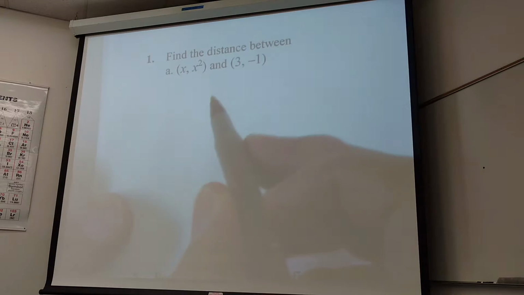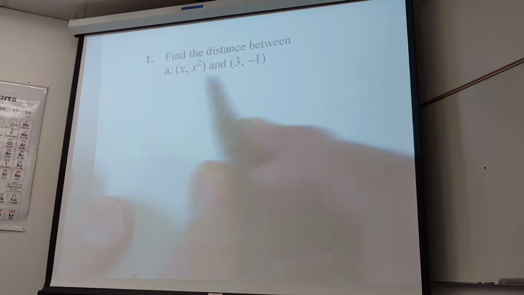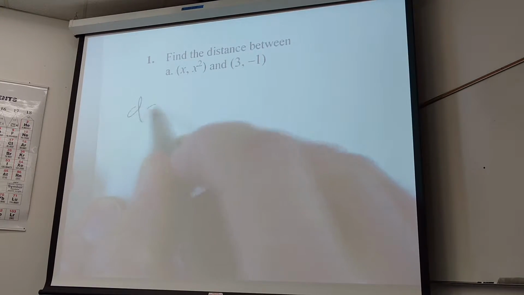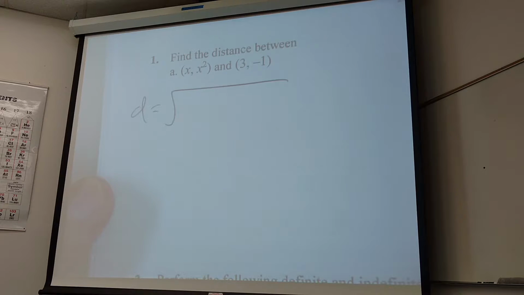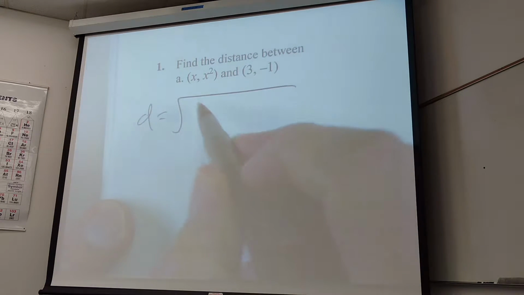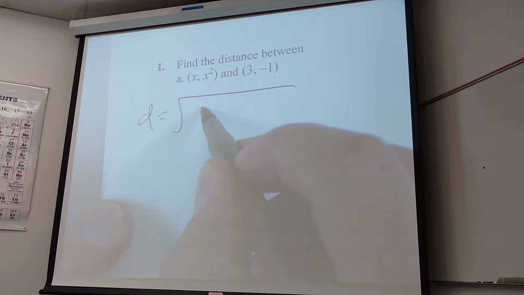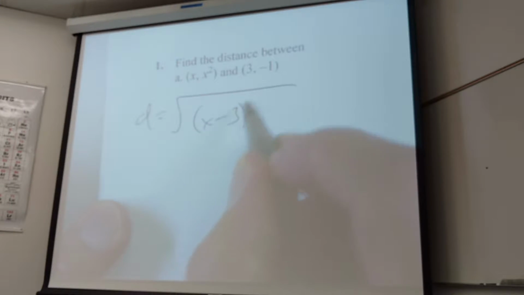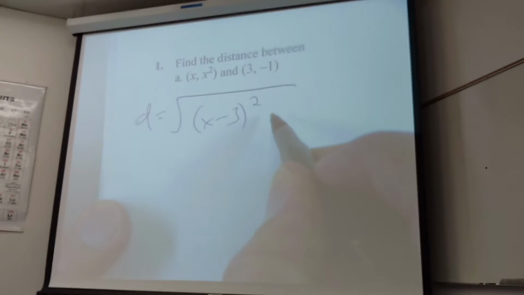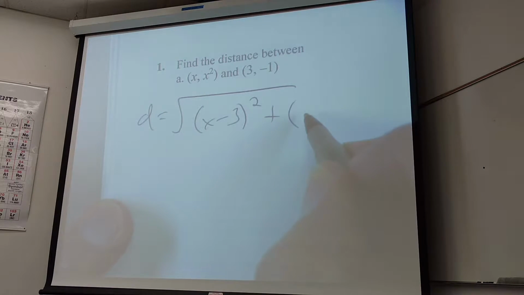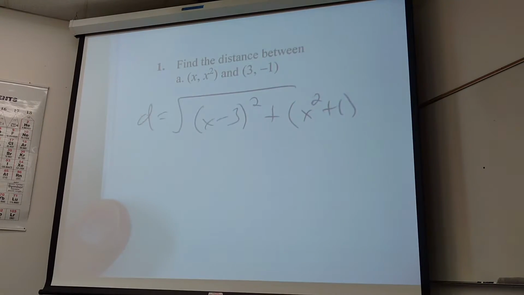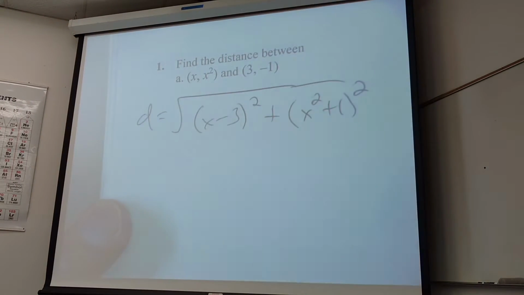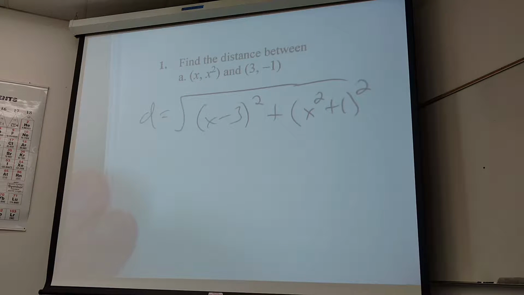So this one shouldn't have been too crazy, the distance between these two. Distance formula is something you guys should know. Good old Pythagorean theorem. So how does it work? y2 minus y1 squared. You could do 3 minus x or x minus 3, either way. Plus... so it'd be x squared plus 1. So you keep going that way. And it doesn't matter because I'm squaring it, so who cares? The square makes it not matter.